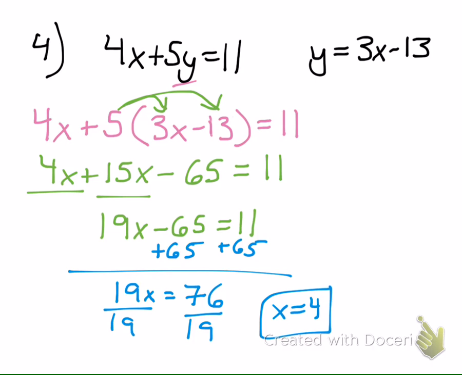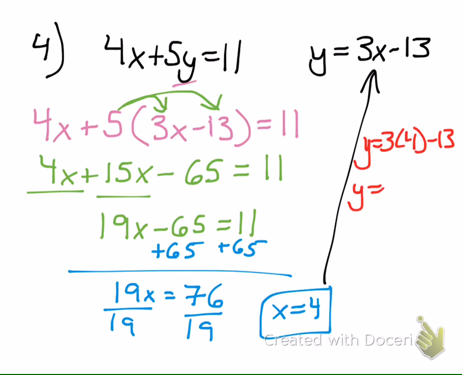We get that part? Good. And then we're going to take that x, and we can find out what y is by just plugging it in. So y is equal to 3 times 4 minus 13. 3 times 4 is 12. 12 minus 13 is negative 1. And there's my solution, 4, negative 1.